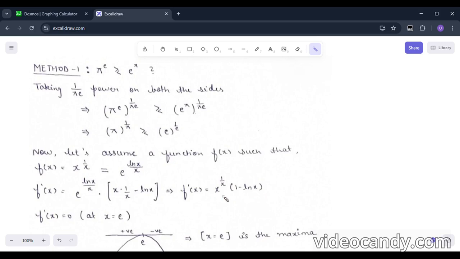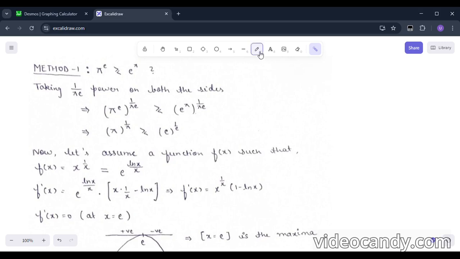And from here you can see this x raised to power 1 by x will never be 0 because 0 is not in its domain. But this 1 minus ln x can be 0 for x equal to e. And when we'll put x equal to e, this ln e becomes 1 and 1 minus 1 is 0. So now we have calculated that x equal to e is the critical point, but which one? It can be a local maxima or it can be a local minima.